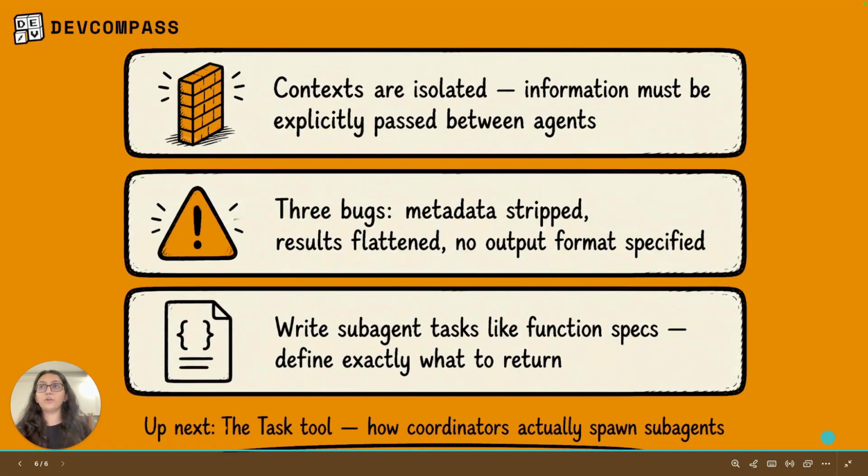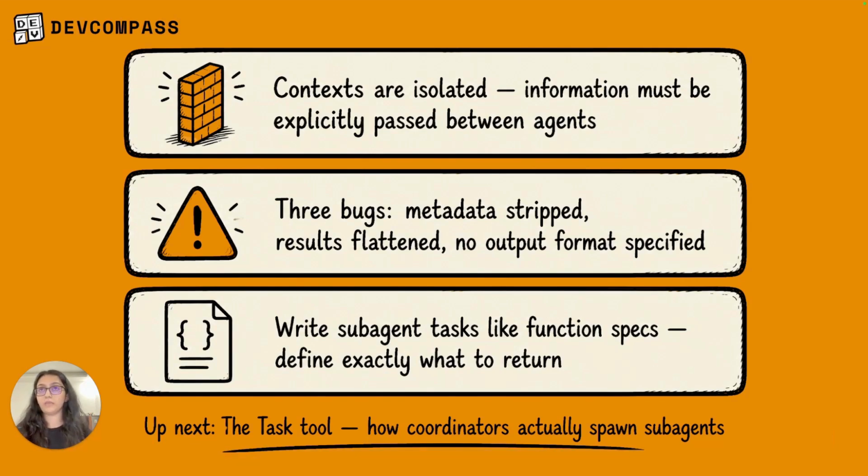So in this video we talked about how there can be context isolation between subagents. Information must be explicitly passed between agents. It does not automatically happen. There are 3 bugs: metadata stripped, results flattened, no output format specified. And third, super important, write subagent tasks like function specs. Define exactly what to do. So now you know why context isolation failures happen and how to fix them at the task design level.